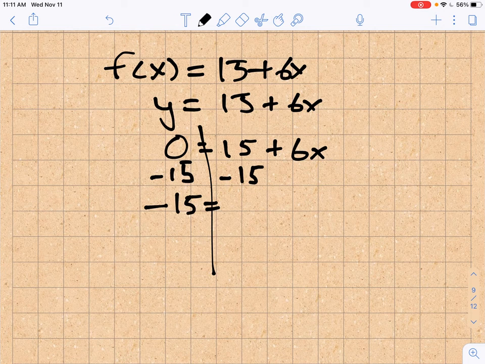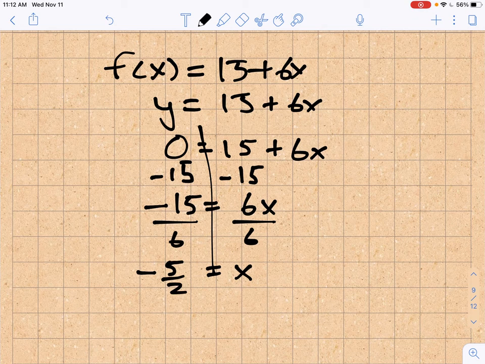So we have negative 15 is equal to 6x. Now I am going to divide both sides by 6. That gives me x over here, and then negative 15 divided by 6. If I simplify that by dividing them both by 3, I get negative 5/2. And so negative 5/2 should be the point where this goes through the x-axis.